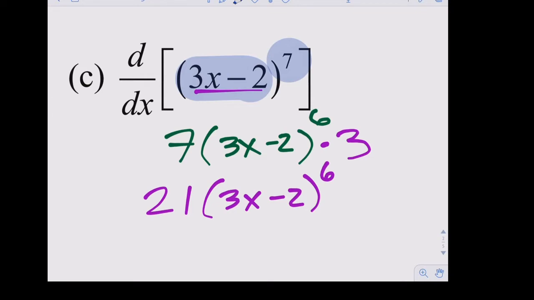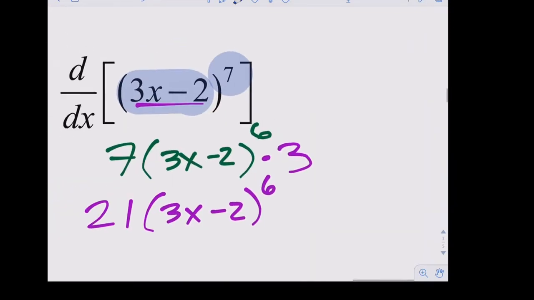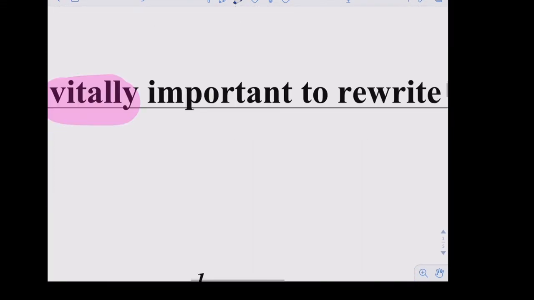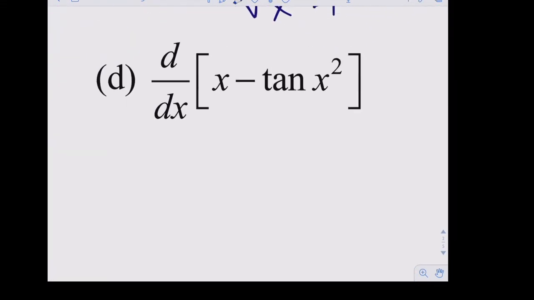So far, so good? Nothing to it. Let's try going to the left. All right, A, B, C, D. Here comes D. On your mark, give it a try.